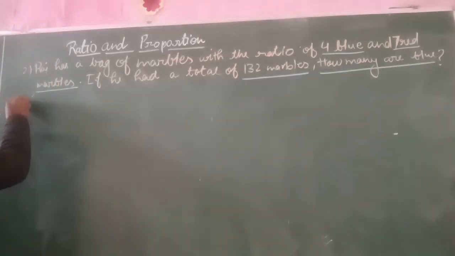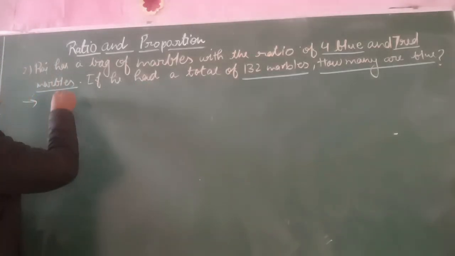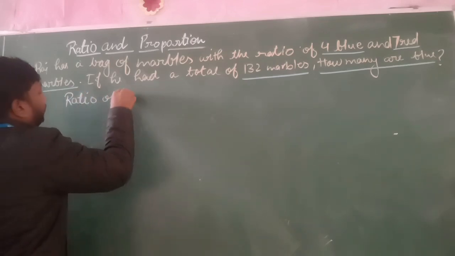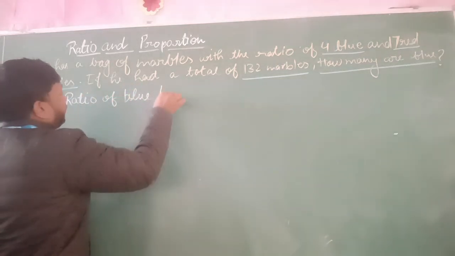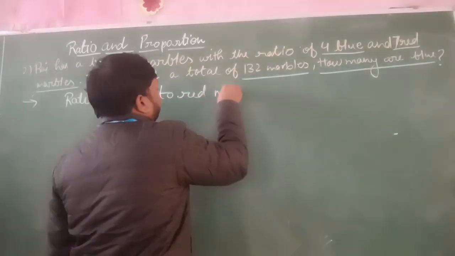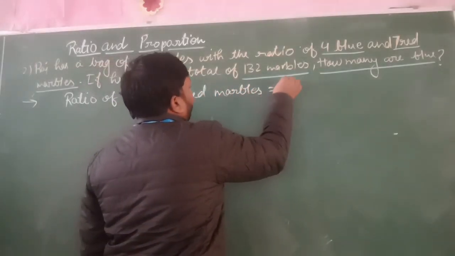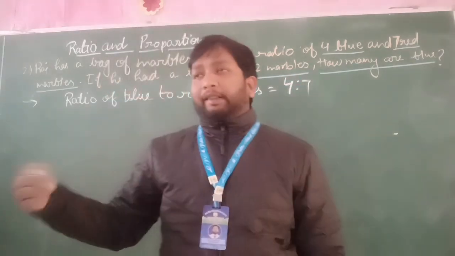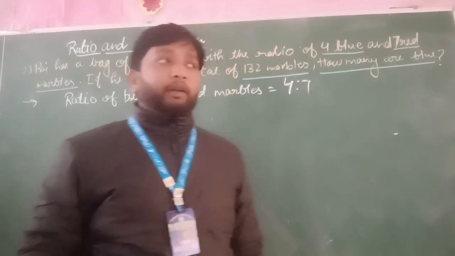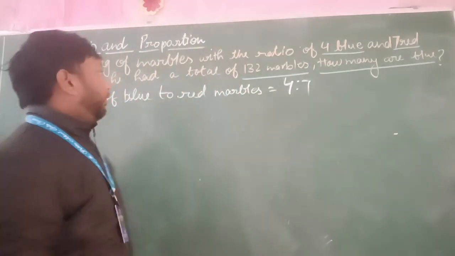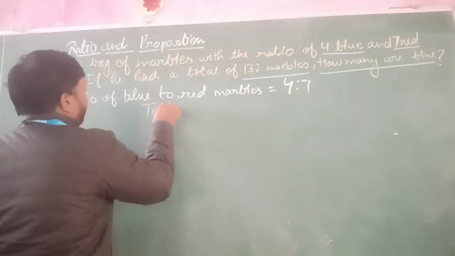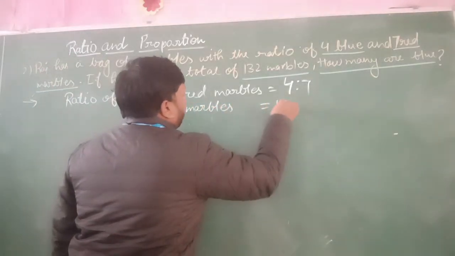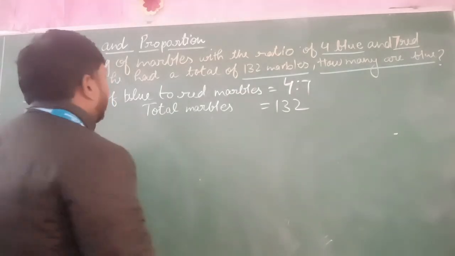We will write what is given. The given is the ratio of blue to red marbles is equal to 4:7. That is the ratio of blue marbles to red marbles is 4:7. It is given in the question, and total marbles is 132. It is also given.